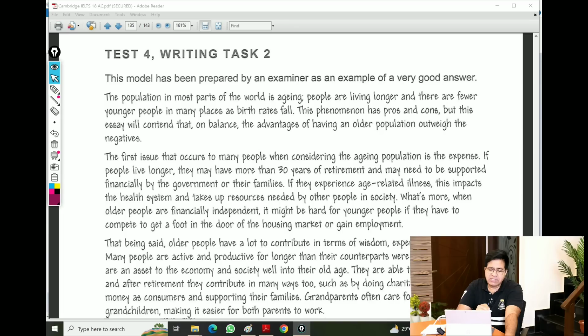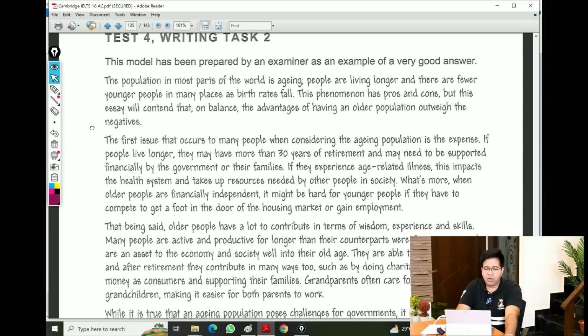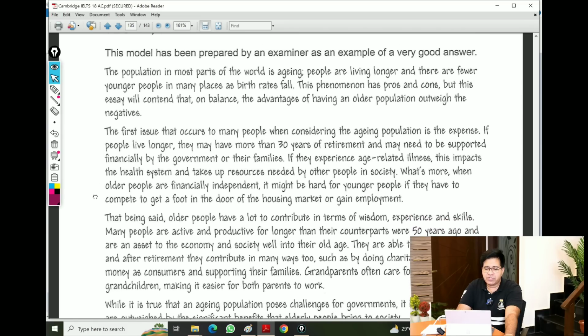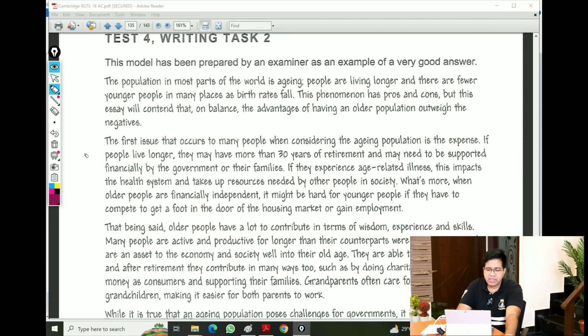Now let's go on. We've got the first body paragraph, this one. We call it BP1, or the first body paragraph, right? Let's start this one. The first issue, good coherence and cohesion. The first issue that occurs to many people when considering the aging population is the expense, all right? Now the first issue is expense, right?